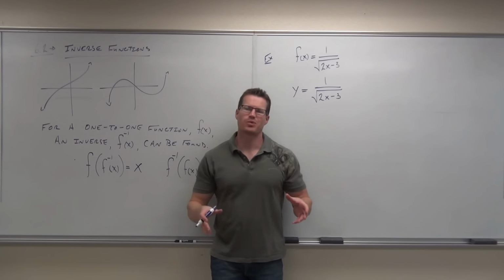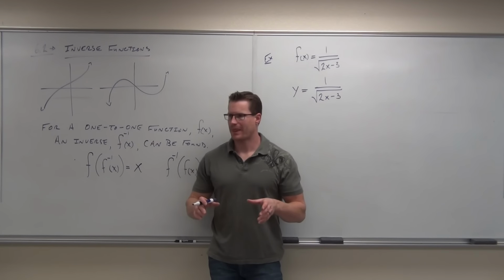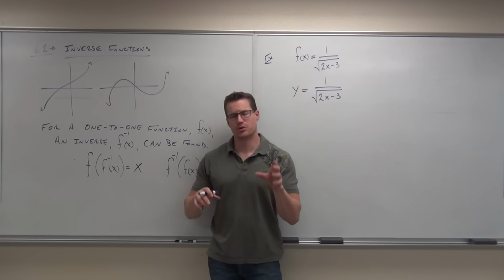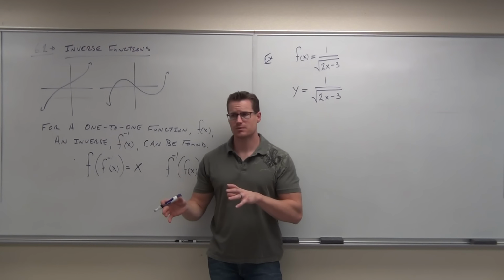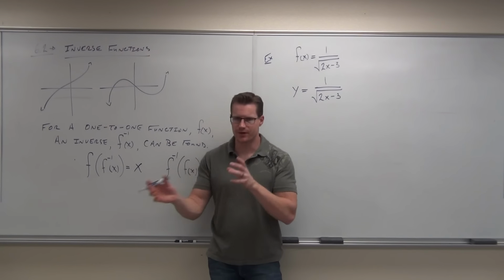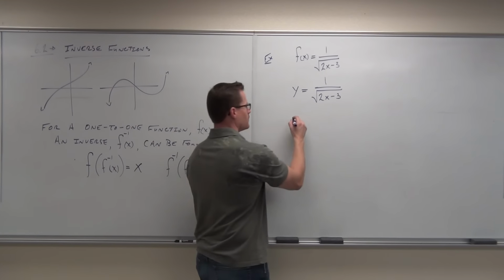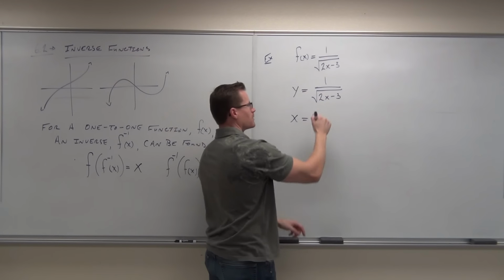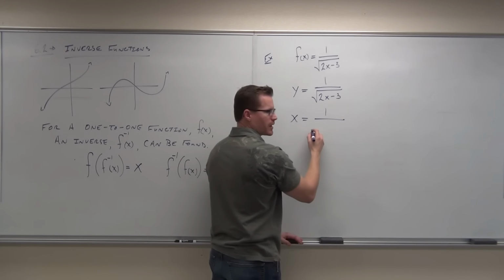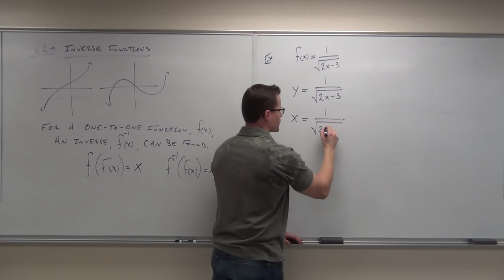Next thing, here's the place where you actually make the inverse. Everywhere you see a y, you put an x. Everywhere you see an x, you put a y. You just change the variables here. So what's that going to become? X. And what's this going to look like? 1 over, very good. And? Square root of 2y minus 3. Yep, that's right.